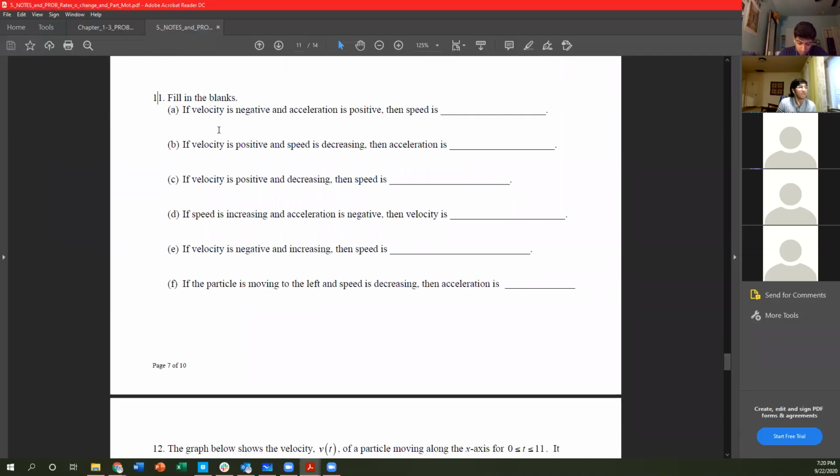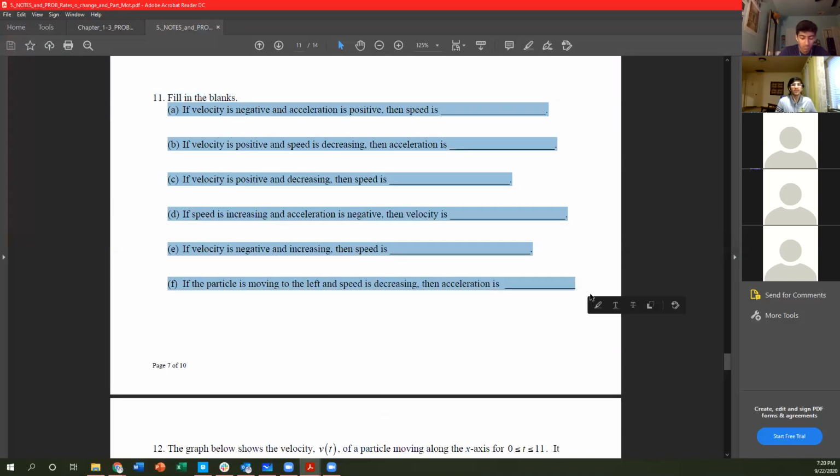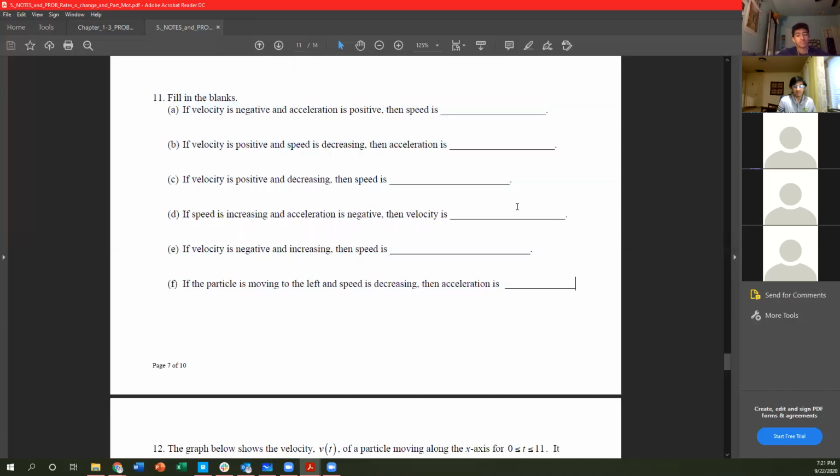Try and do these rapid fire. Just answer them as quickly as you can, and that's when you know that you've understood this. You shouldn't be memorizing these. If you're memorizing, that's not the proper approach. You should be conceptually thinking about it, but get so good at it that you can answer these really quickly. If velocity is negative and acceleration is positive, then speed is decreasing, right? I visualize it as acceleration positive and velocity negative: they're in opposite directions, fighting against each other, so speed is decreasing.